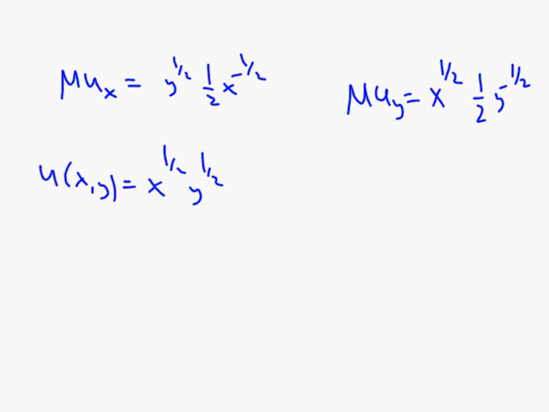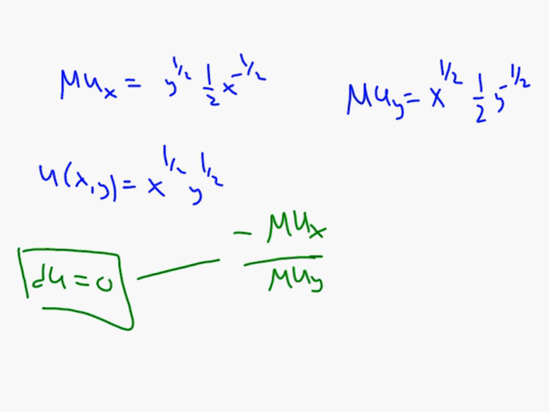So what is going to happen? Remember, the slope of the utility curves is negative MUx over MUy. We would not have known that had we not taken the differential for utility and set it equal to 0. So that's the whole premise of where this comes from, because we're trying to find the slope of a constant level of utility. All right, so what is this going to equal?